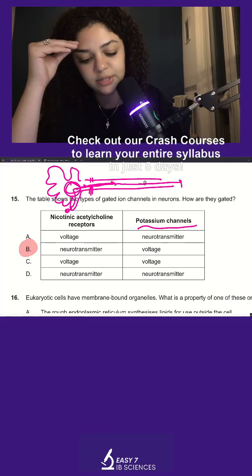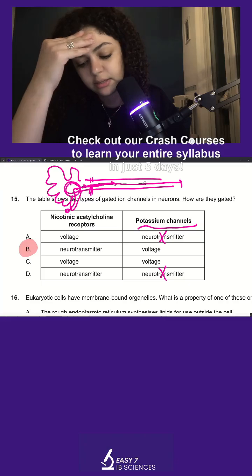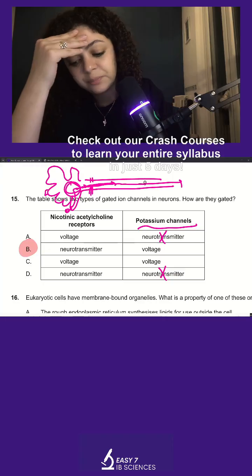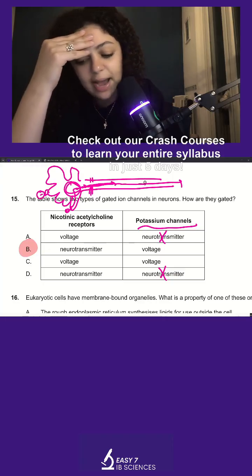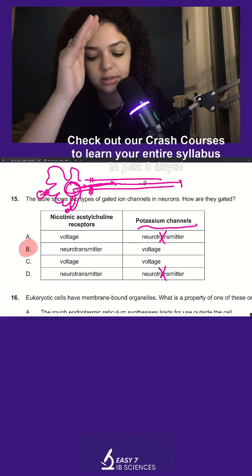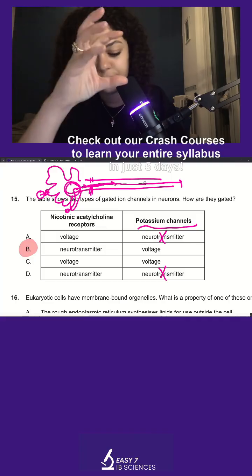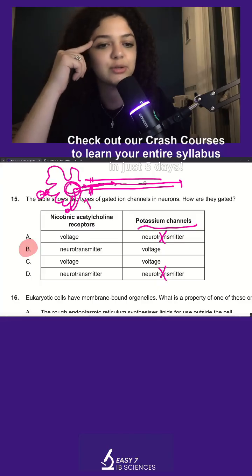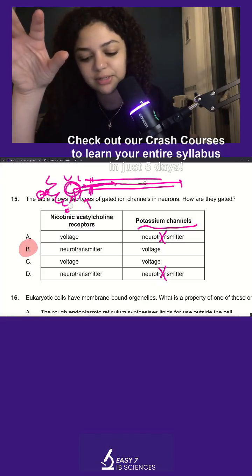And so we know the potassium channels are definitely voltage-gated, and we know the neonicotinoid and acetylcholine receptors are on that dendrite, and they wait for a neurotransmitter to bind in order for them to start the action potential. What do you mean fingers? Oh yeah, this looks like fingers. Sorry, these look like fingers, but they're actually dendrites.